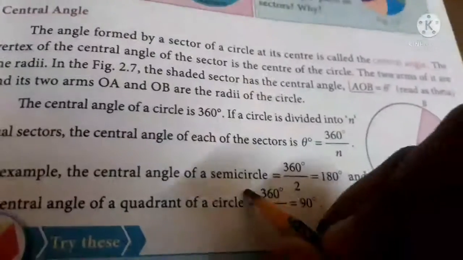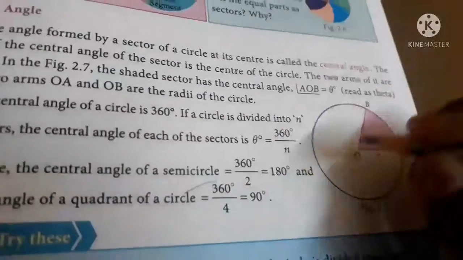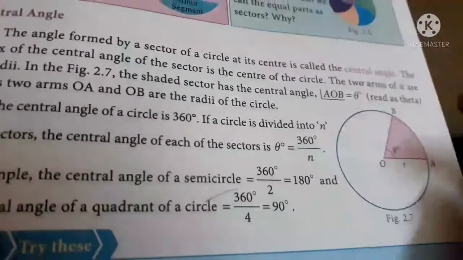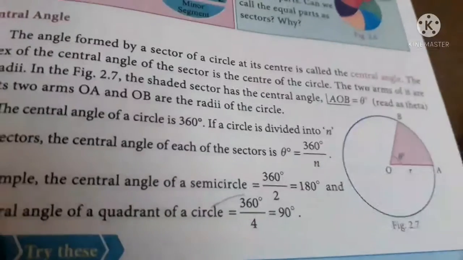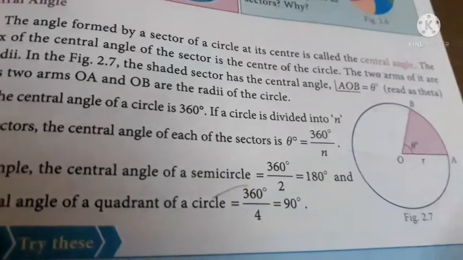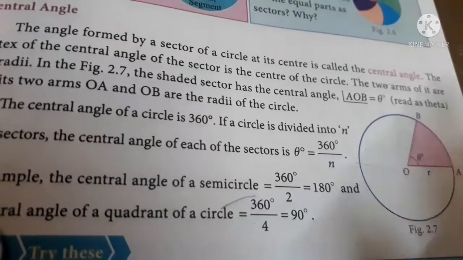So what is the central angle of a semicircle? That means you will divide it by 2. See, semicircle means just half, right? Half will be denoted by the number 2, right? So you will divide the whole total degree, that is 360 by 2, you will get 180 degree. So the central angle of a semicircle is 180 degree.